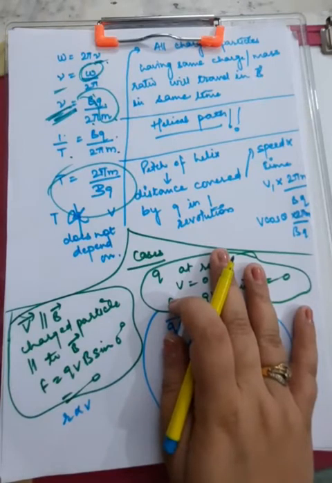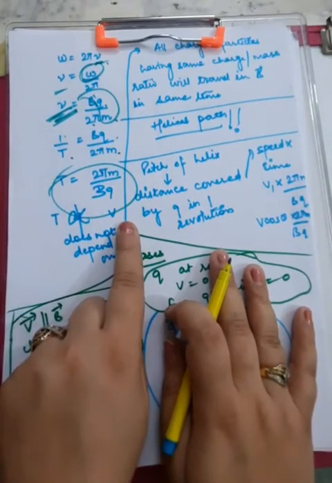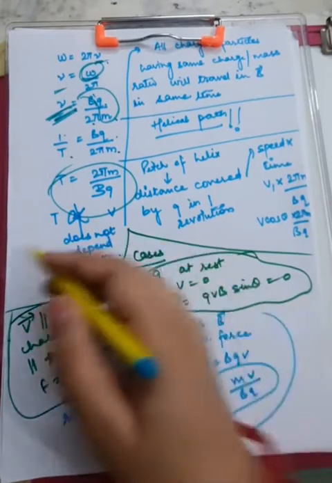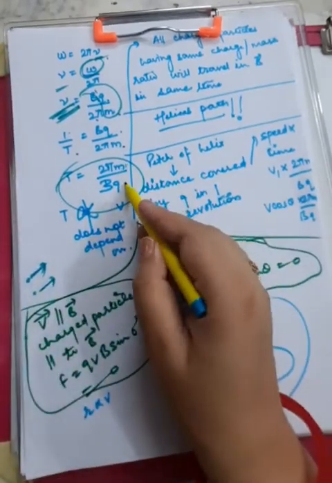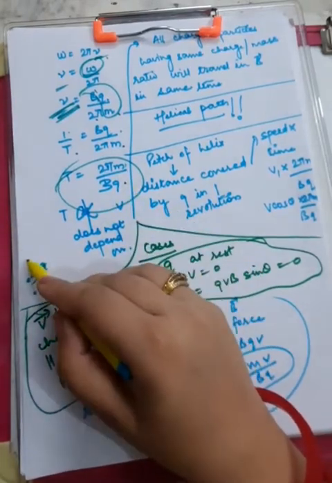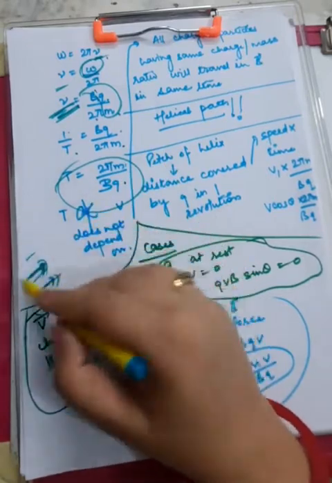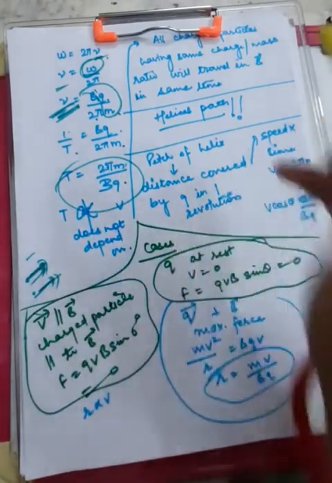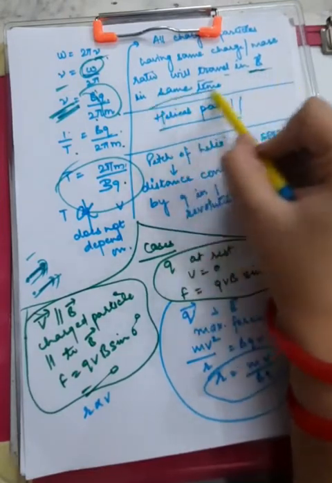Time period means how much time the charged particle is taking to complete one revolution. So now you can see that time period does not depend upon velocity of the particle. That means if two particles are entering with the same charge by mass ratio, one moving with higher velocity and the other with lesser velocity, still the time periods taken by both of them will be same. So all the charged particles having same charge by mass ratio will travel in B vector in same time.